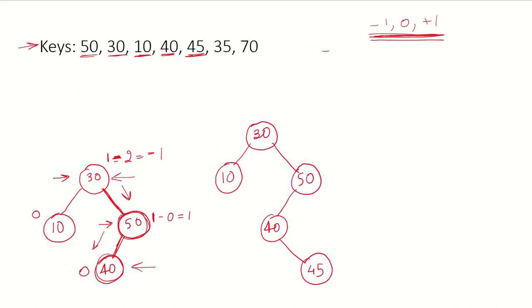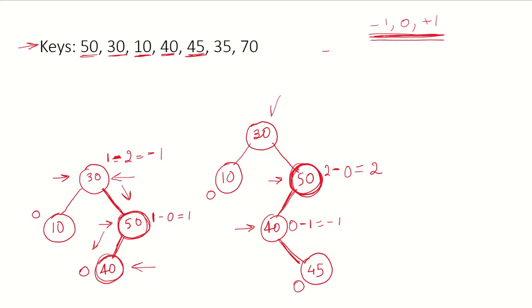Now when 45 has been added as the right child of this node, let us compute the balance factor. So this is having a balance factor 0. This is having a balance factor of 0. For this node, balance factor is 0 minus 1, which is equal to minus 1. For this node, height of left subtree is 2, and height of right subtree is 0, so it is 2. This node has now become the critical node.